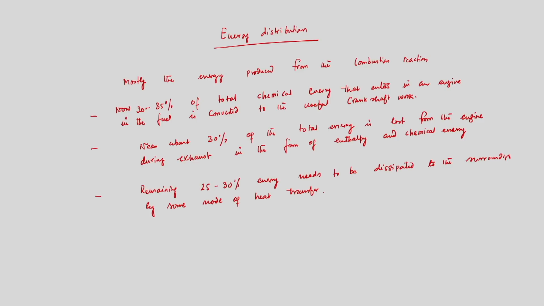So, 30 to 35% of the total energy is converted into useful crankshaft work, the remaining 30% is lost by the exhaust gas in the form of enthalpy, while the remaining 25% to 30% must be dissipated to the surroundings by some mode of heat transfer: conduction, convection or radiation. Now, that means the engine cylinder, that is why you need to have a continuous supply of coolant, maybe air cooled or water cooled, which we have discussed a long back.